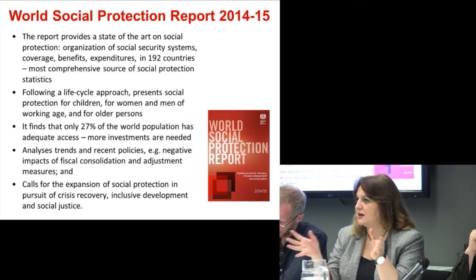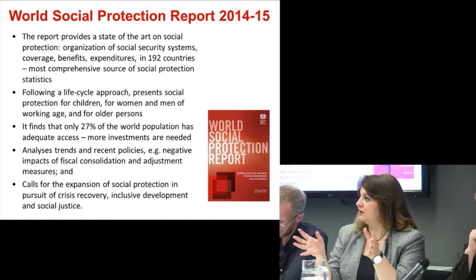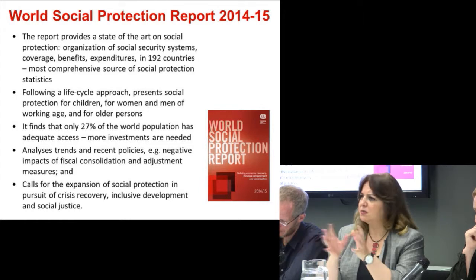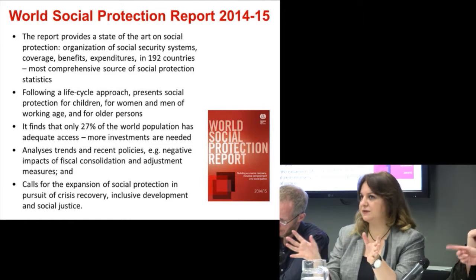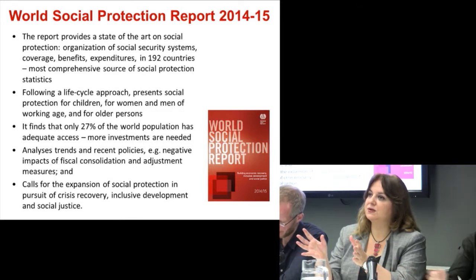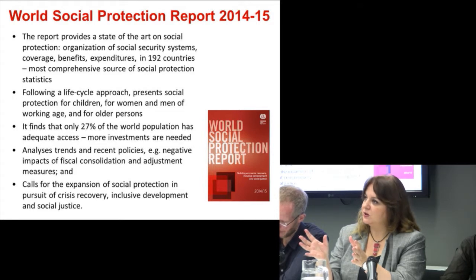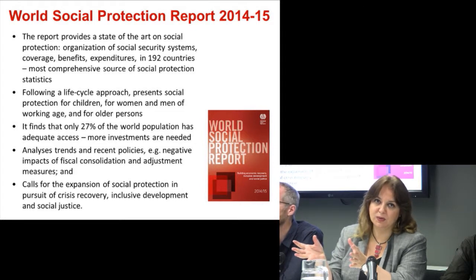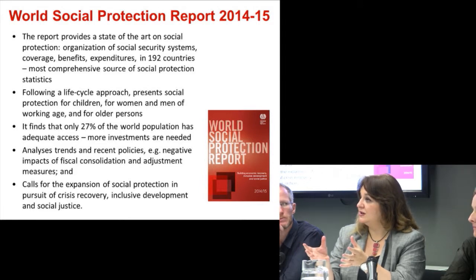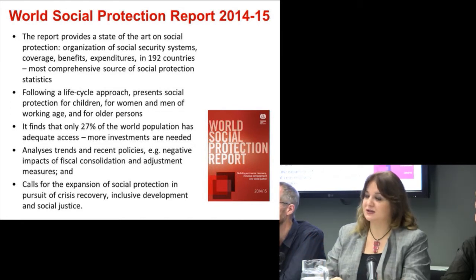Here we find two divergent trends. We have a number of countries, particularly middle-income countries, that have expanded social protection boldly. This is really an explosion of cash transfers in these countries. And on the other hand, we have a number of countries, including higher income economies, but not only, that are contracting social protection as part of the fiscal consolidation policies. And finally, the report makes an important call on why social protection is essential for the post-2015 agenda. In these moments, it is essential for crisis recovery, inclusive development, and social justice.